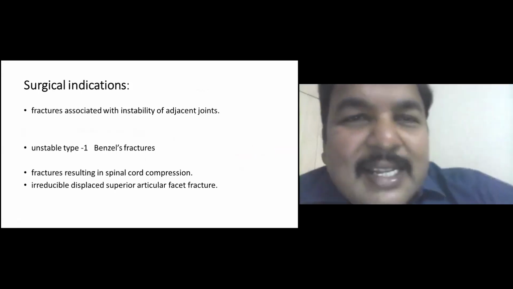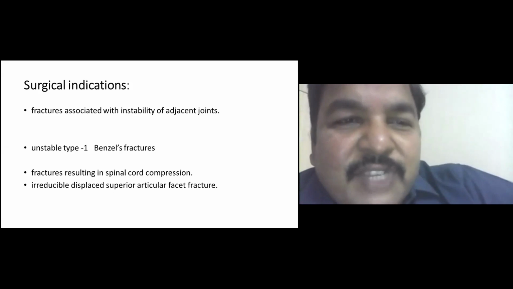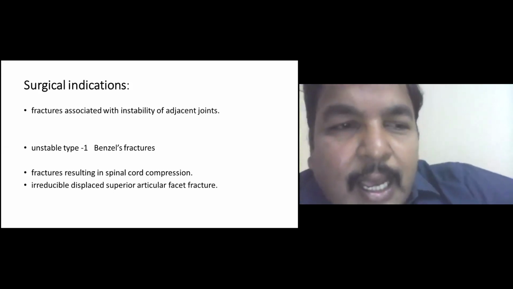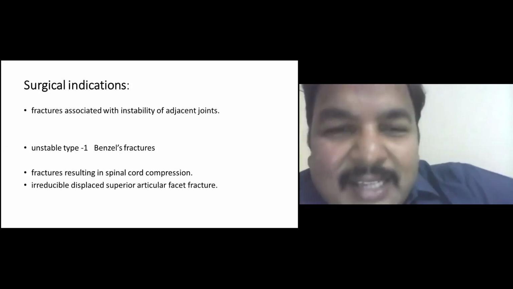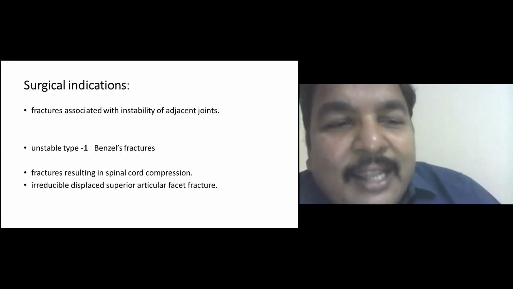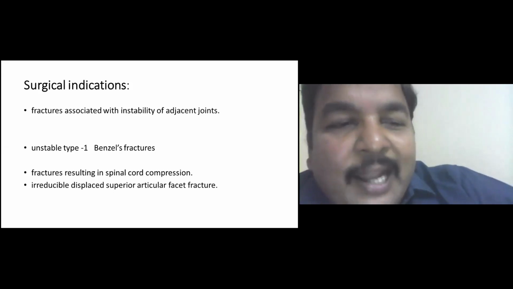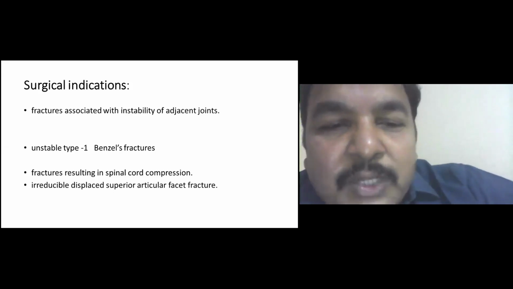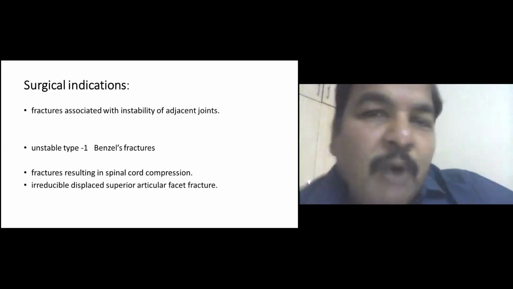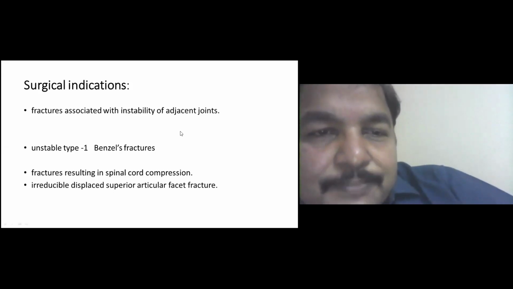So the consensus regarding the surgical indications in these fractures is: fractures associated with instability of adjacent joints, unstable type 1 Benzel fractures where the large fragment in front comes forward, fractures which result in spinal cord compression, and fractures which disrupt the superior articular facet of C2. All these fractures require surgical stabilization.